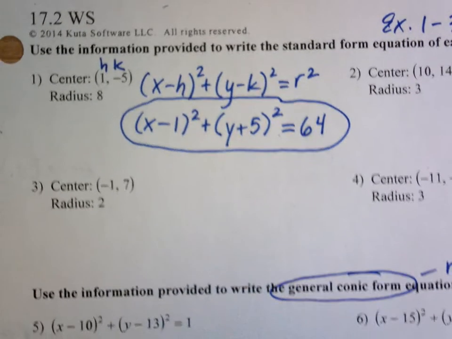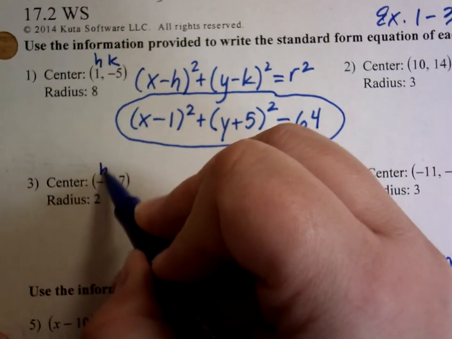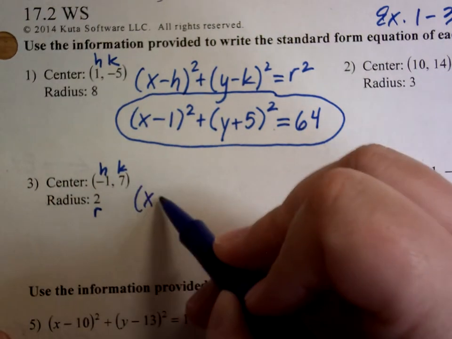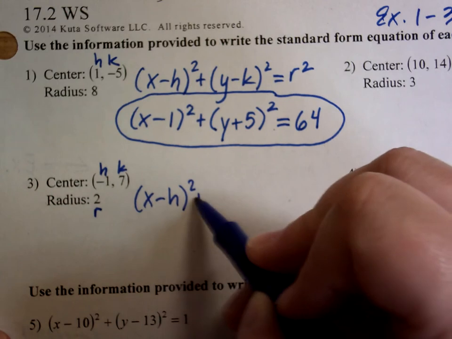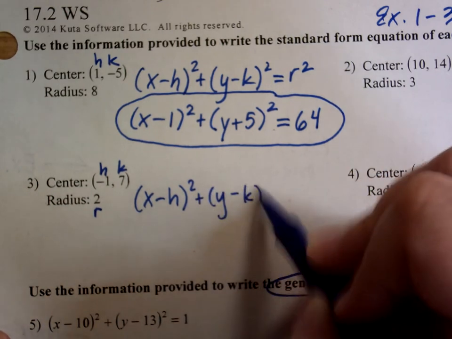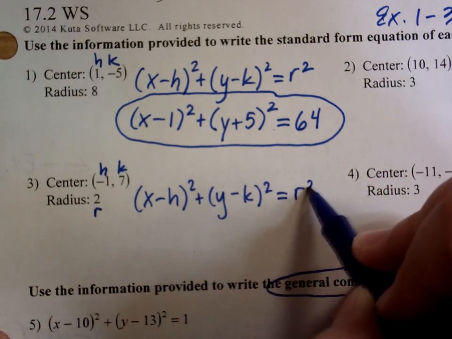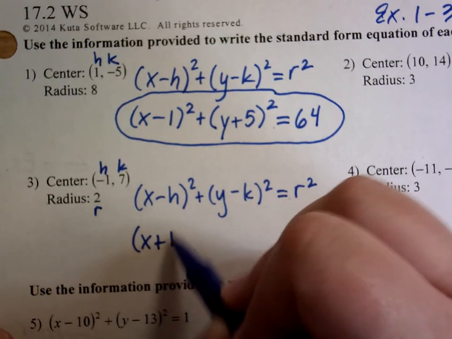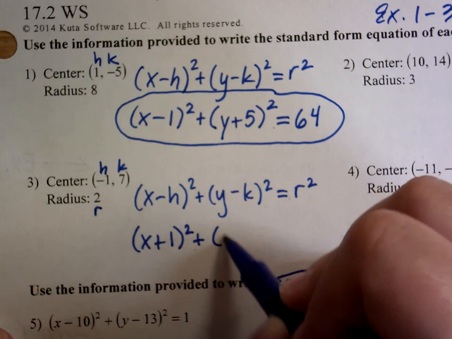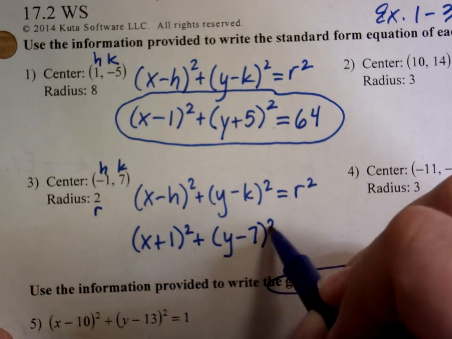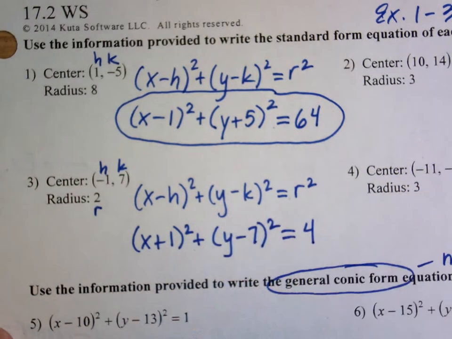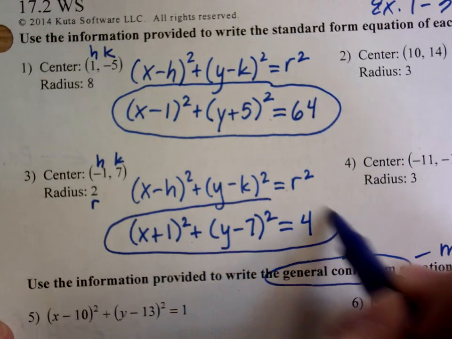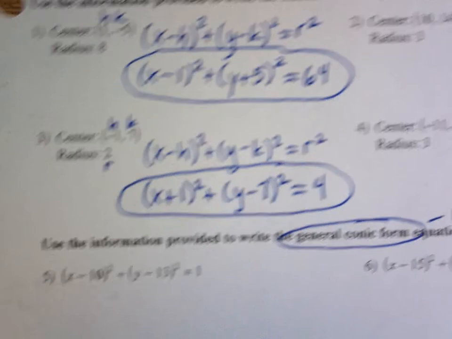Number 2, my center is h, k, here's r, so when I plug into x minus h squared plus y minus k squared equals r squared, that's the standard form of the equation, x minus a negative 1 becomes x plus 1, y minus 7 just becomes y minus 7, and r squared becomes 4. And there's my answer for number 3. So those you're literally just plugging in.